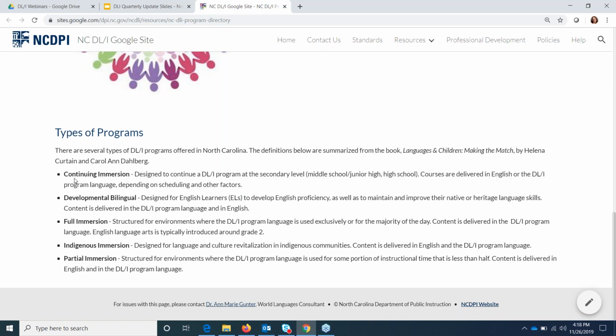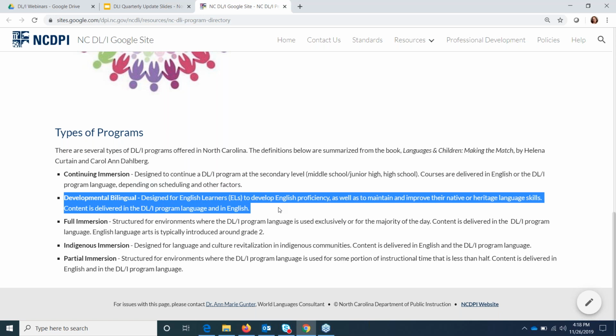Finally, there are a few types of programs here that we only use rarely in North Carolina. Again, we're a local control state, so it's up to you to tell us what your DLI program consists of. We do have a couple of developmental bilingual programs. These are one-way immersion programs, and they're specifically designed for English learners to develop their English proficiency, as well as to maintain and improve their native or heritage language skills. And so they would be one way in that they would be mostly learners of English, and so mostly native speakers of the language like Spanish.